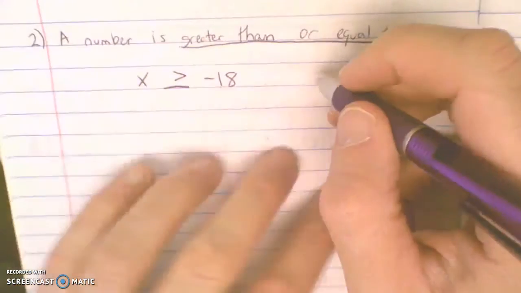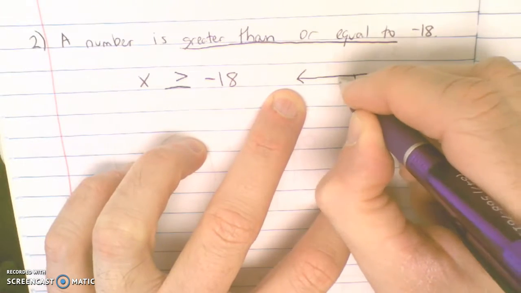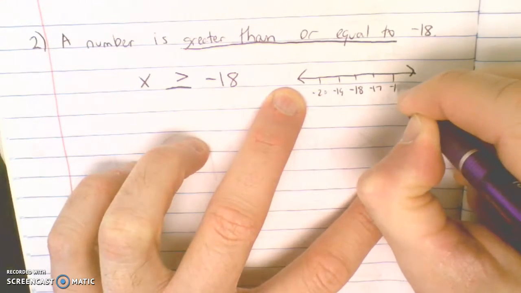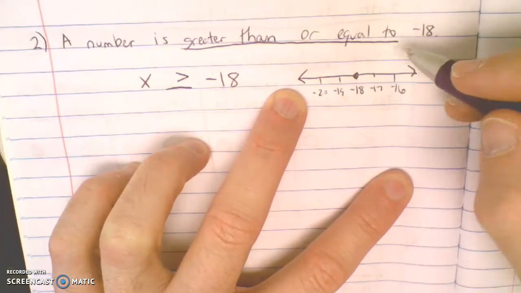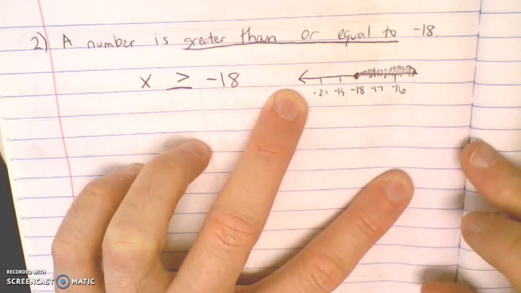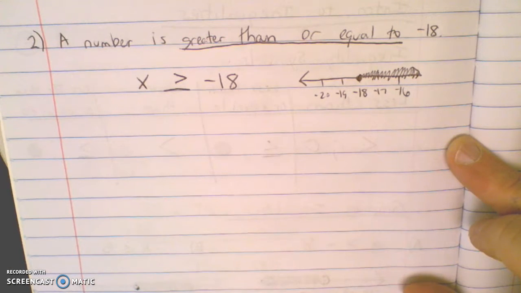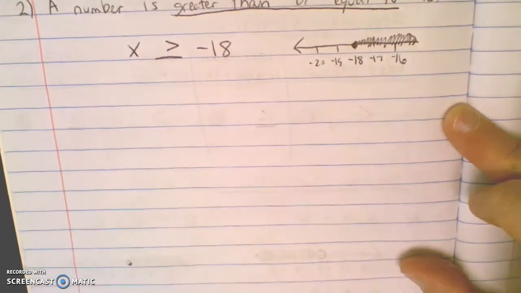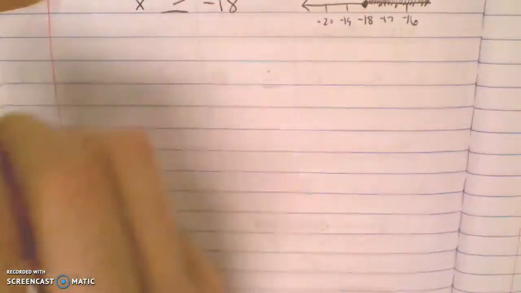And if we create a quick sketch of that, put negative 18 in the middle, negative 19, negative 20, negative 17, negative 16. We use a closed dot, and we shade everything that's bigger, so that's to the right of negative 18. Okay, one more example with the translating.